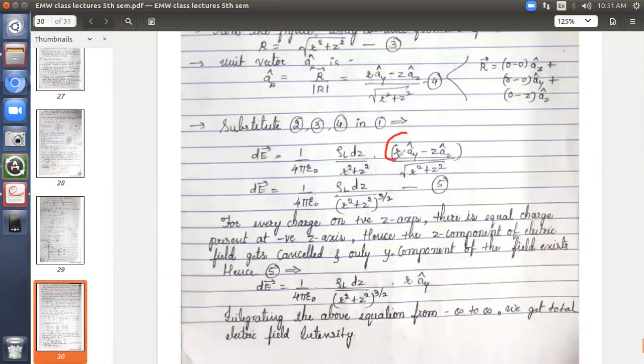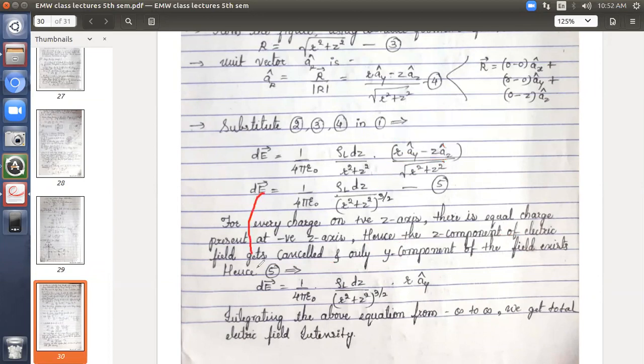So in equation 5, we have ay and az. The z term should go because of the symmetry in which we have put the wire. The wire is placed in a symmetric fashion, so the z component of this field gets cancelled. Only the first value will remain, and the second value will vanish in equation 5. So if I do that, what do I get?